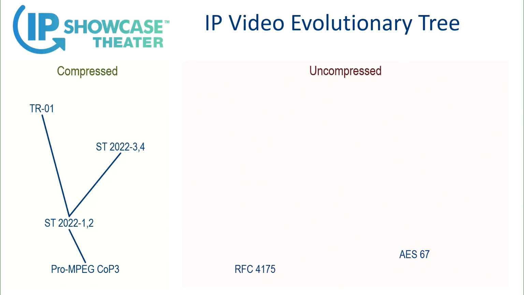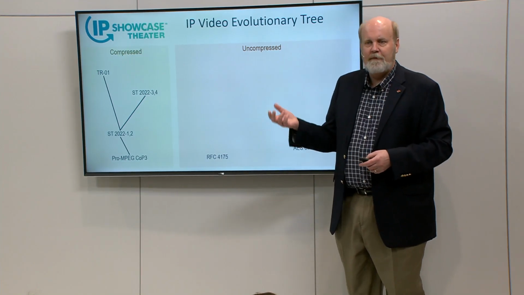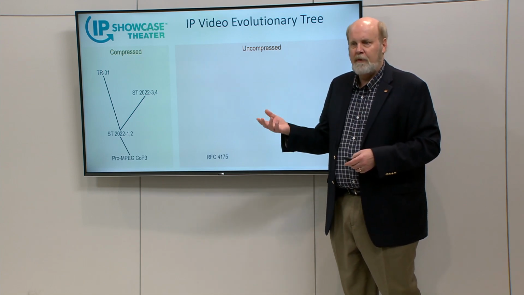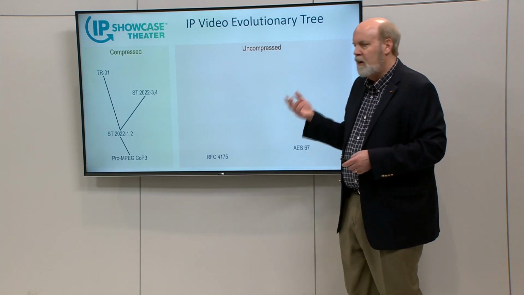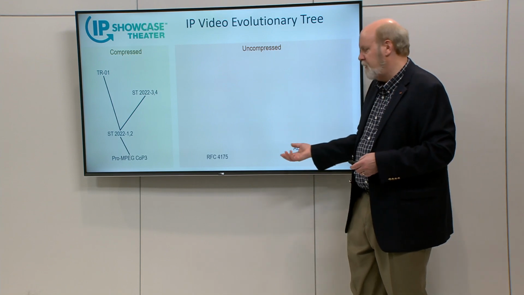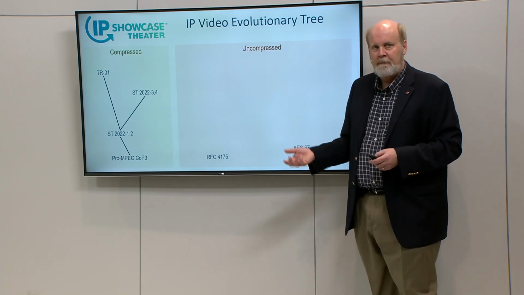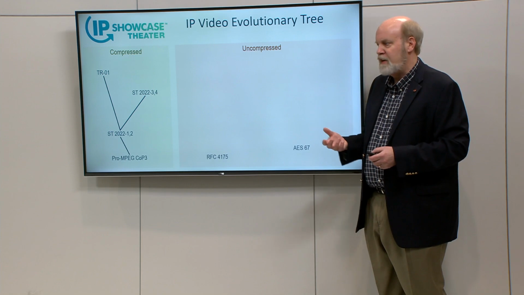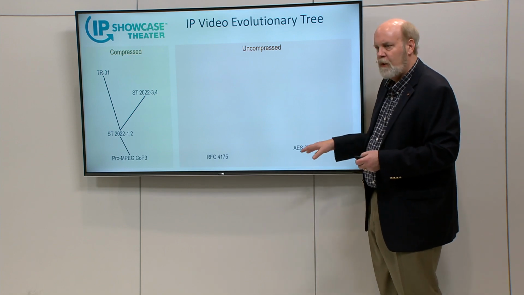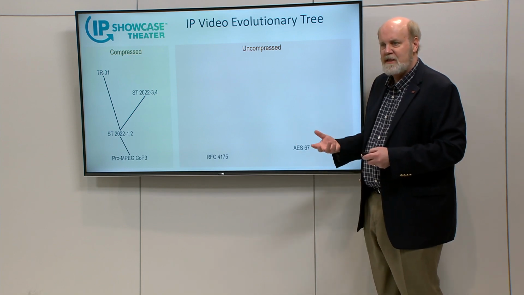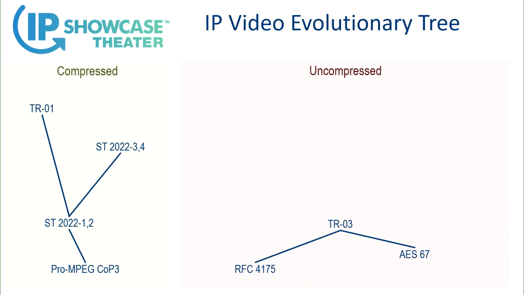With AES67, we took uncompressed audio samples, so the direct audio that we get from a microphone, sampled 48,000 times a second. Took those audio samples and put those directly into an RTP over IP transport system. So these are both pure media essences being transported, and those were covered in the specification TR-03 from the Video Services Forum that talked about how these relate together, timing and things like that.